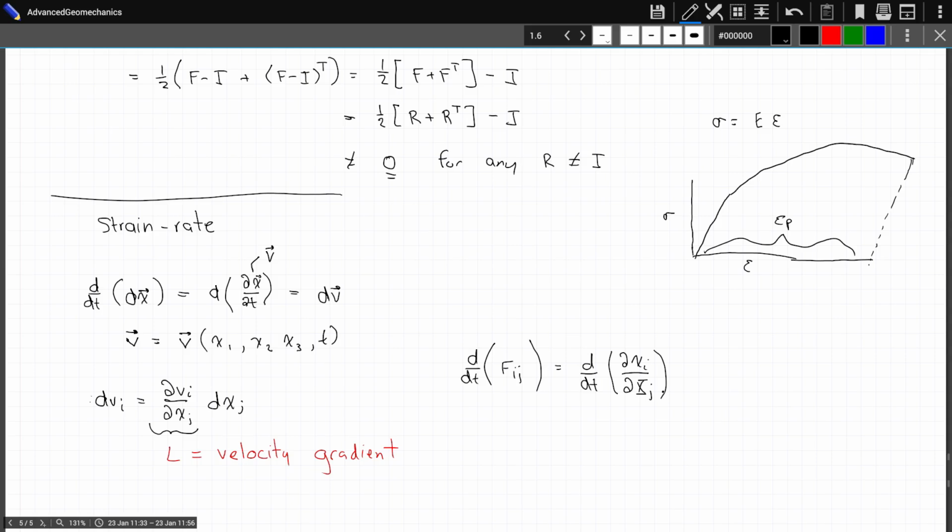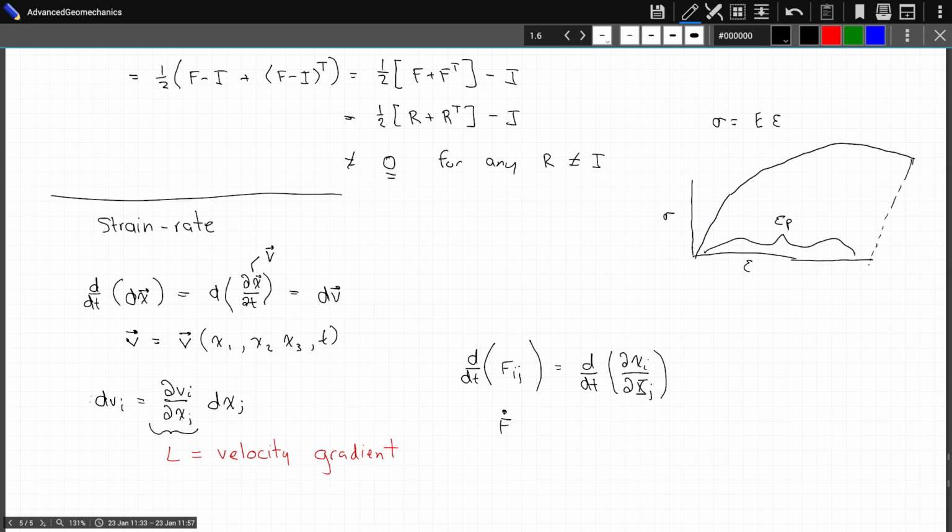So I'm going to switch back to matrix notation for a second, and I'm just going to call this F dot. Dot meaning the time derivative, right? It's a common symbol. So F dot. Oh, I know why I wrote this in index notation.